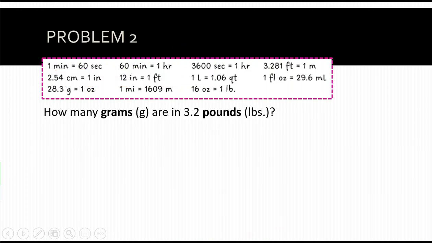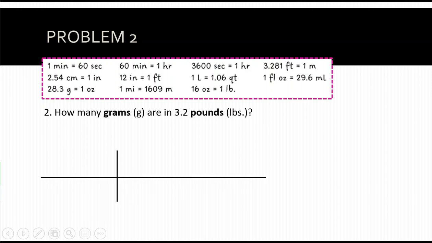All right, so now I want you to try this one. Set it up, see if you can do it. All right, let's check, see if you set it up correctly. We put the 3.2 pounds in the upper left corner. That means we diagonal down pounds. Up here, we have pounds that can go to ounces. 1 pound equals 16 ounces. So I'm going to go from pounds to ounces.